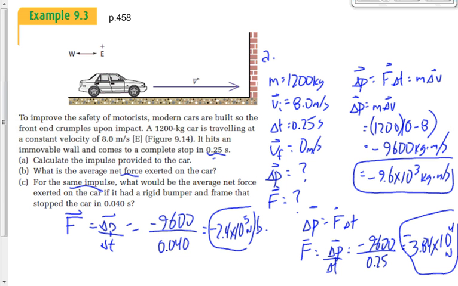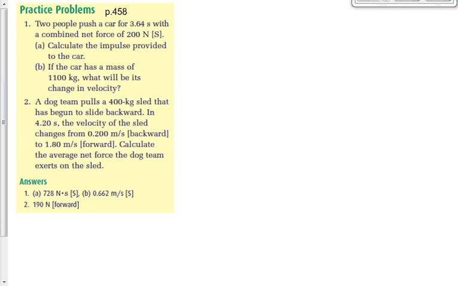Going to give you a couple questions to work on with this impulse stuff. Page 458, you can have some time to work on those questions now.